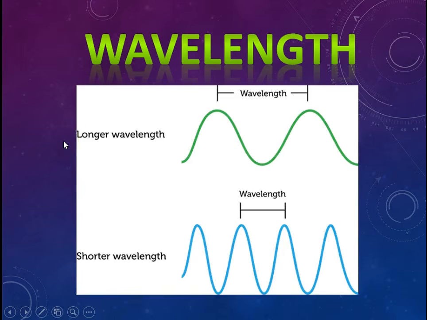We use the words longer and shorter wavelengths when we compare waves. When we use the word longer wavelength, again, we're talking about the distance from crest to crest, and this is a longer wavelength because there's a greater distance. And then when we talk about shorter wavelengths, we're talking about the distance from crest to crest being shorter.